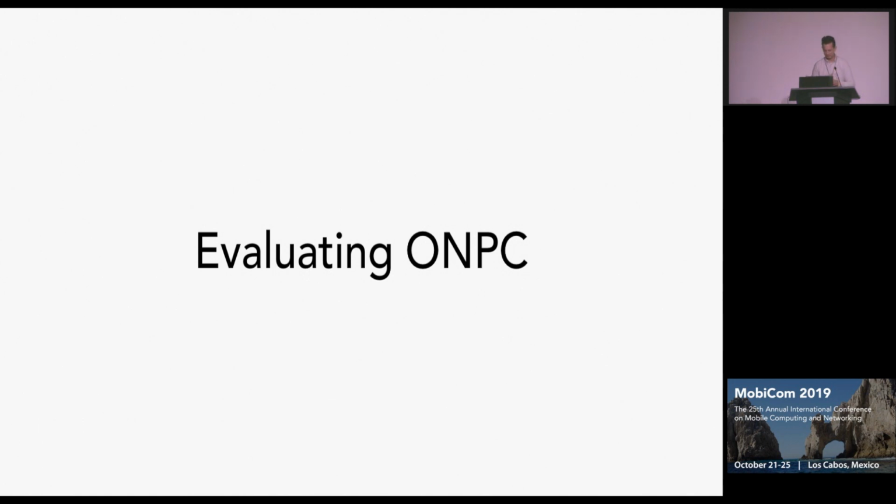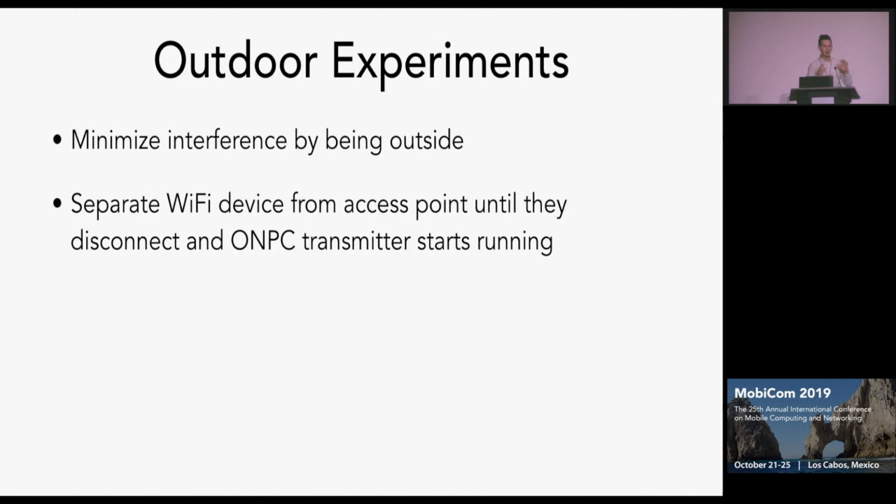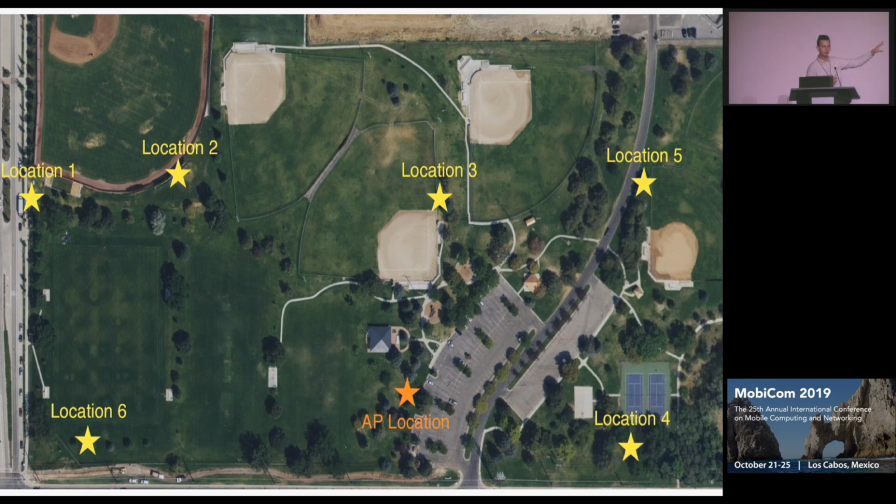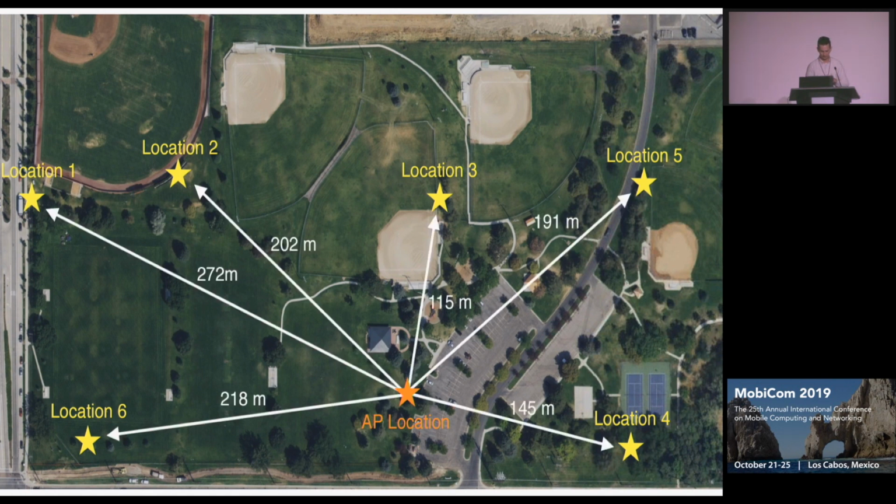So to evaluate ONPC, we first took it outside. We wanted to see how this works without much interference. And so what I did is I placed an access point in the park. Here, you can see it in orange. And I walked as far as I could away from the access point until Wi-Fi stopped working. It was no longer associated with Wi-Fi anymore. And I stopped right there, and it went into ONPC mode, and I collected the data. So this is the relative distance. It's pretty far given the environment.